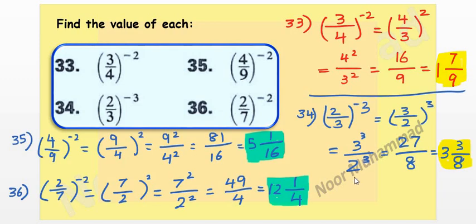So here are all the answers, girls. Please check your answers. All the answers are highlighted here. That's all for this exercise. Hope you understand it.